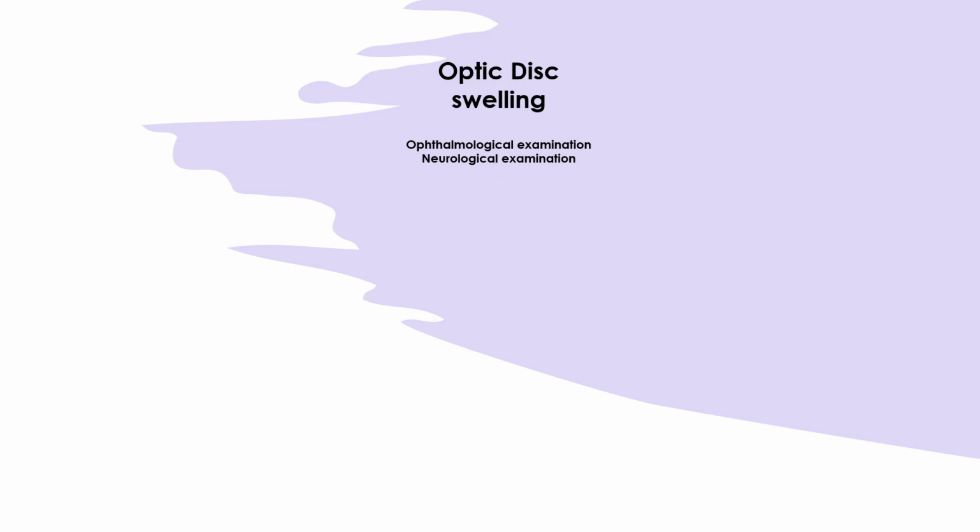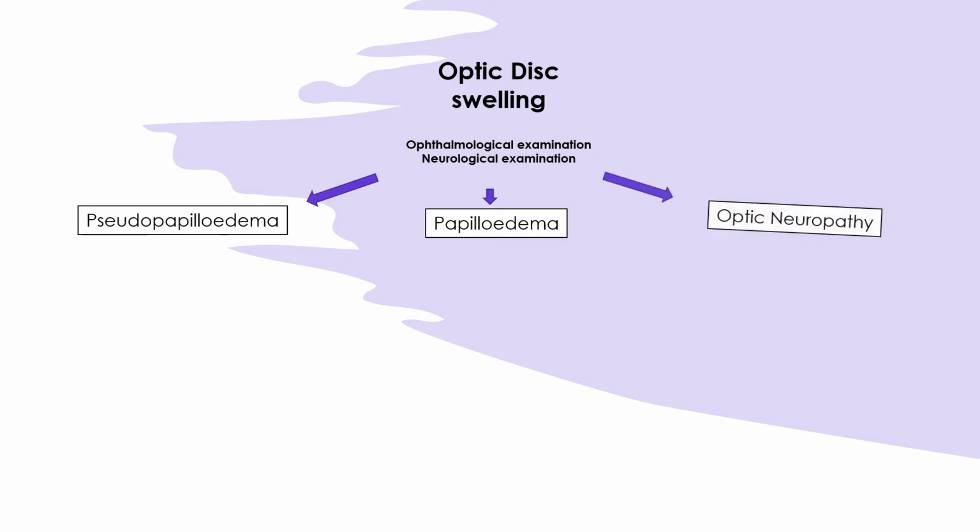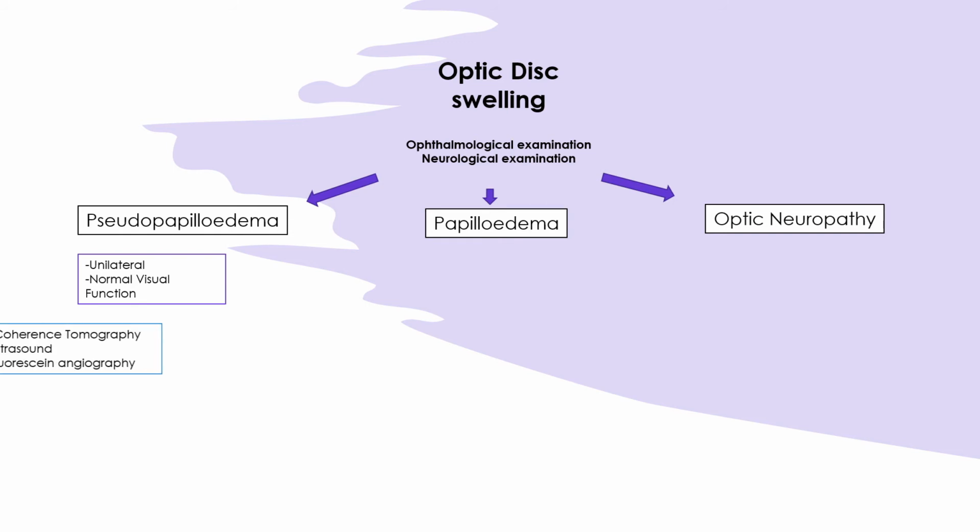In a patient with optic disc swelling, full ophthalmological and neurological examination must be performed. Now, the next question is, what type of optic disc swelling is this patient having? In general, patients with pseudopapilloedema will have unilateral optic disc swelling with normal visual function. The diagnosis can be confirmed by using optical coherence tomography, ocular ultrasound, or fundus fluorescein angiography.